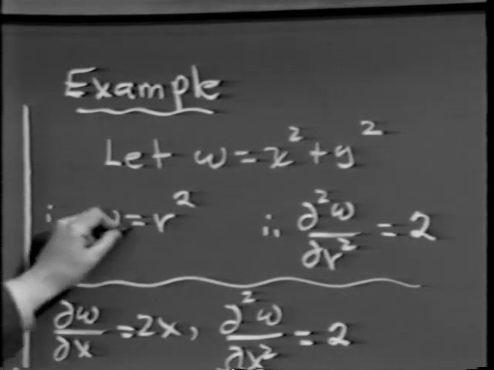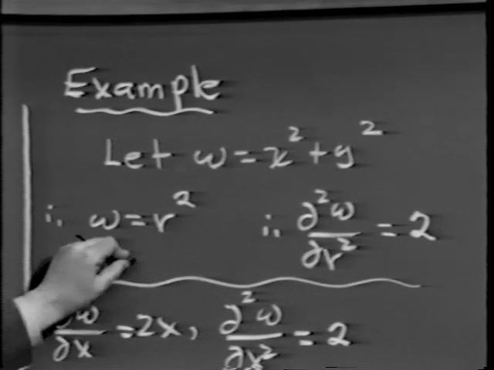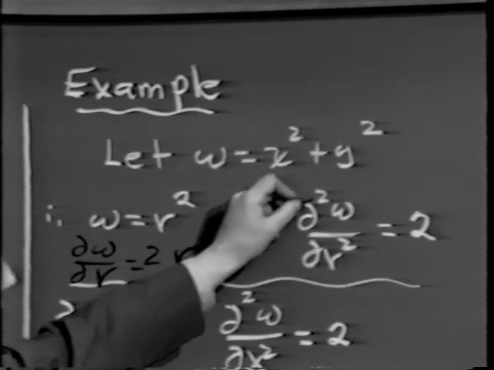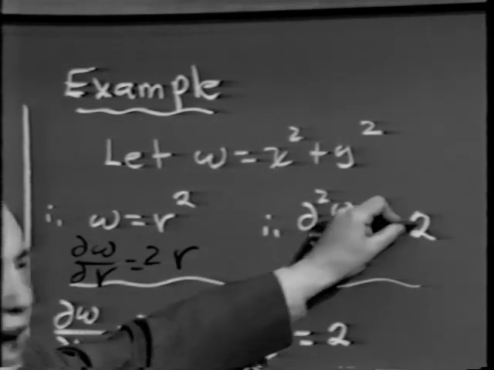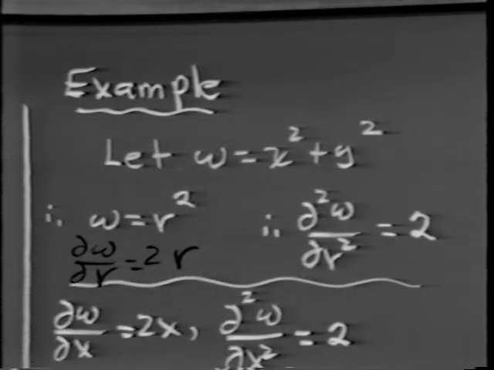What is the partial of w with respect to r then? The partial of w with respect to r is 2r. And if I now differentiate that with respect to r, the second partial of w with respect to r is 2. Obviously, one would not use the chain rule in real life to find the answer to this particular problem. We've chosen this problem simply to emphasize how the chain rule would work here.